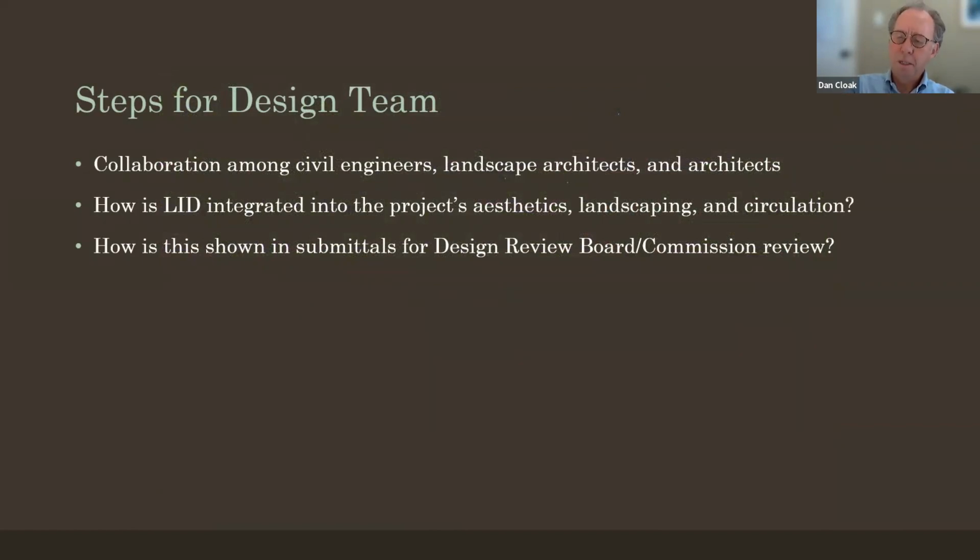I think the steps for the design team, obviously you need this collaboration. The question to ask at whatever project meeting held as early as possible in the design process is, how is LID integrated into aesthetics, the landscaping, and the circulation?